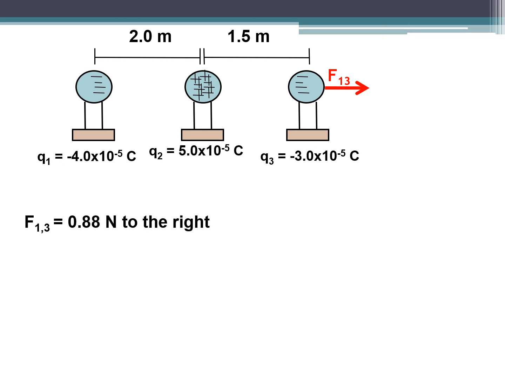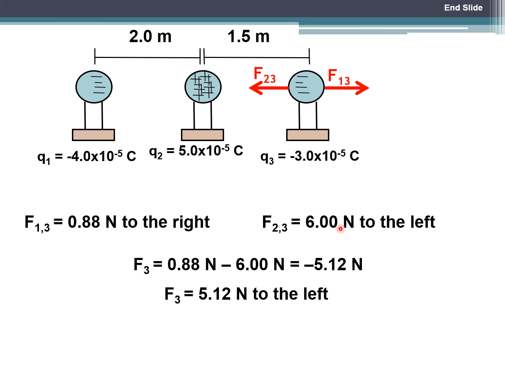For charge 3, we have a force between 1 and 3. We already figured that out. It's going to be 0.88 newtons, and it's going to be to the right because these two charges, two negatives, are going to repel each other. So that's going to be away from charge 1, and that is to the right. Between 2 and 3, we've already figured out that force also. That's going to be 6.00 newtons, and that's going to be to the left because it's attracting.